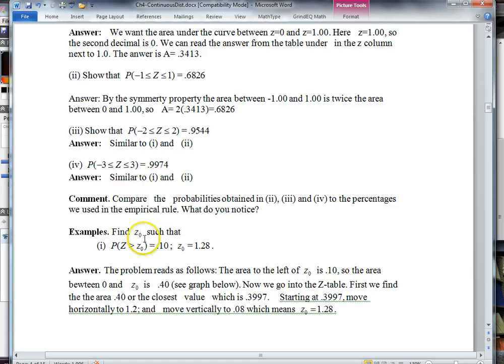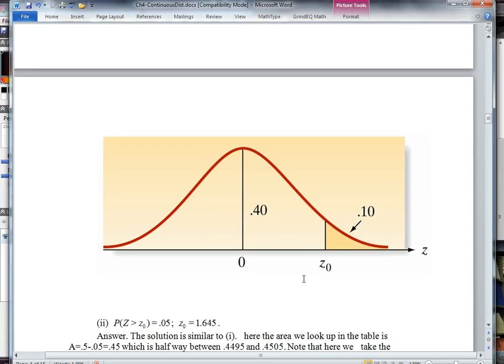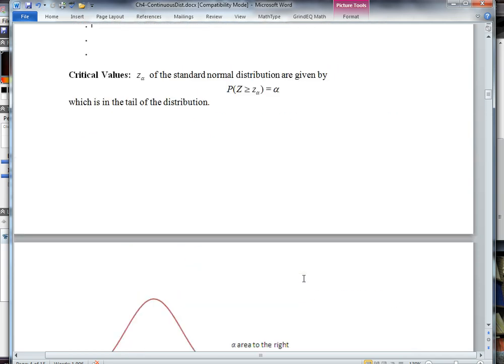Okay, find z0 such that P of z greater than z0 is 0.1, and the answer is z0 is 1.28. I want to show you that. Do I have a graph for this? Yeah. So 0.10 is the area in the upper tail here, and I want to find this value here. I don't have that. What I have tabulated is this. So I take 0.5, half of this curve, minus 0.10, that's 0.4. And then I want to look at 0.4 in the table. Let's go back to the table.